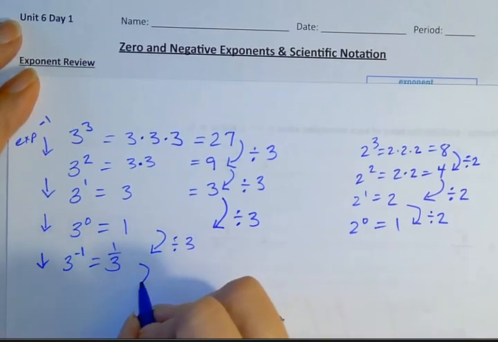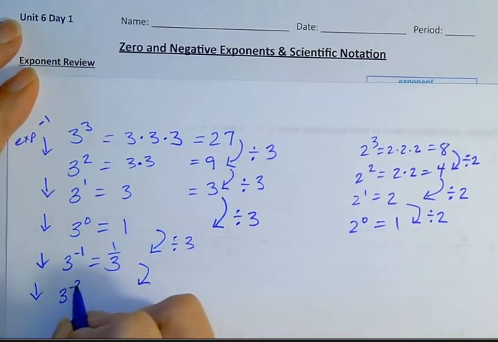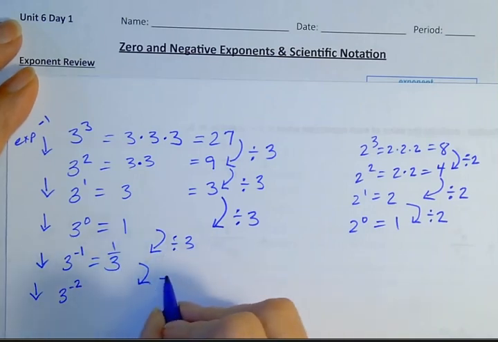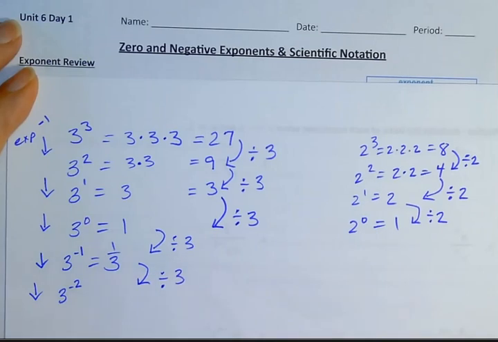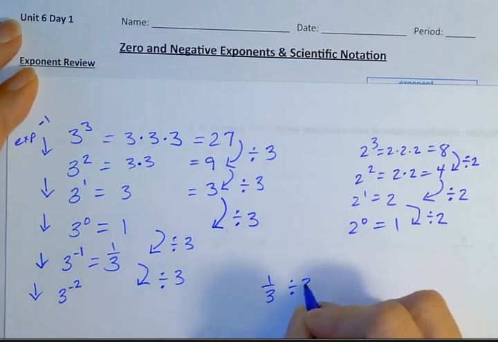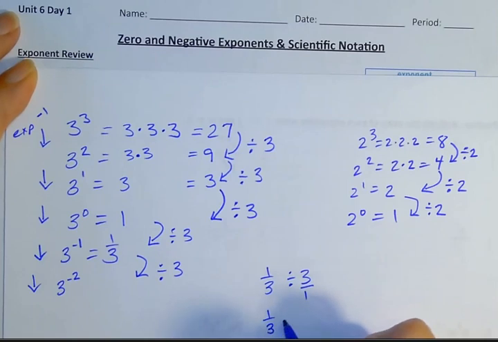Okay, so I'm going to divide again, right? I'm going down 1 exponent, so I'm now at 3 to the negative 2. And so I have 1/3 divided by 3. Let's pause for the briefest of moments. 1/3 divided by 3 right here really means 1/3 divided by 3 over 1, which really means 1/3 times 1/3, right? Because you keep your first fraction, change to multiplication, and flip your second fraction.